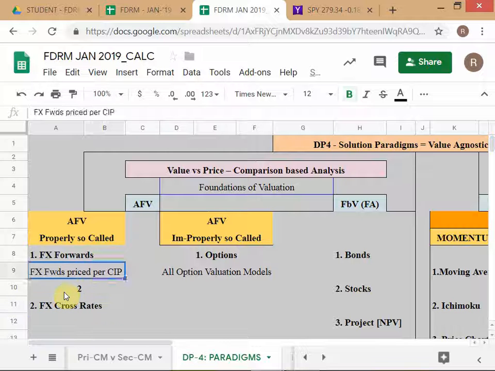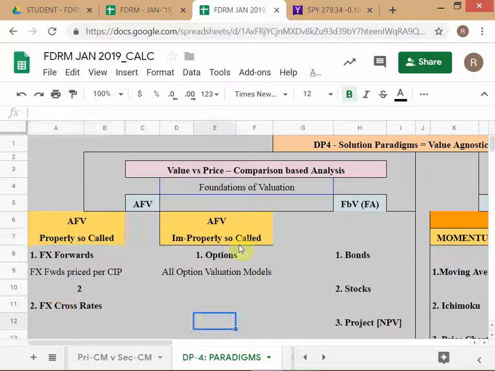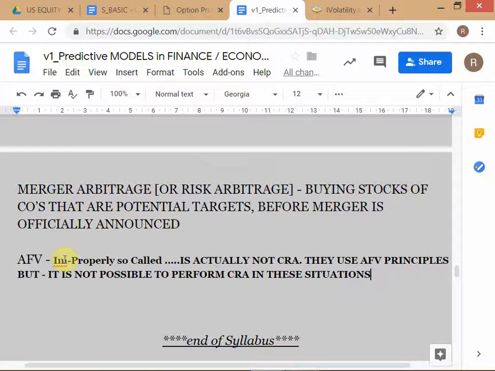So AFV, properly so called, essentially means that you can actually do the CRA. What you have done here, let's understand this. What we are saying is that all option valuation models pretend to use AFV principles, but these are actually not cases of AFV truly, because the CRA cannot be done. What do I mean by CRA cannot be done? Here's one example. It is not possible to perform CRA in these situations.